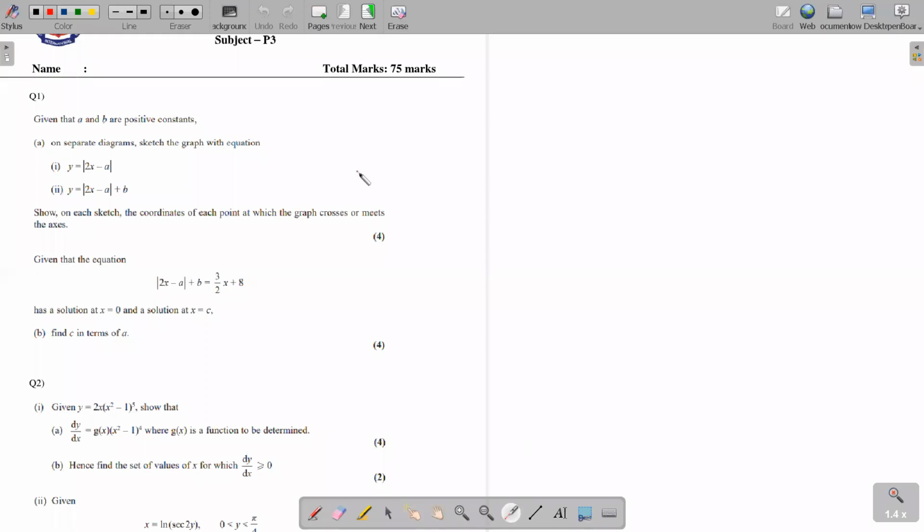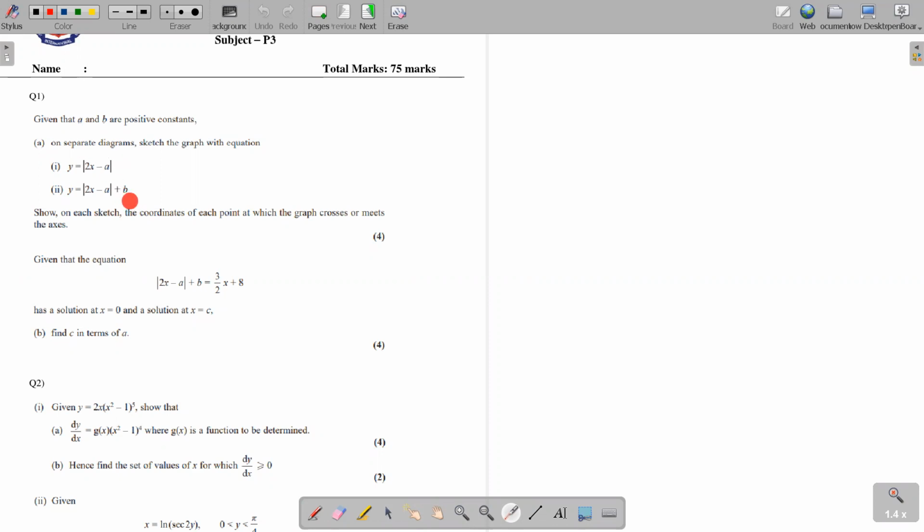Okay, so starting off with question number 1. Given that a and b are positive constants, on separate graphs, sketch the graph with equation y equals modulus 2x minus a, and y equals modulus 2x minus a plus b. So I think we've discussed these kinds of things before, right? You all know how to draw the modulus 2x minus a graph. So this is a simple theory.